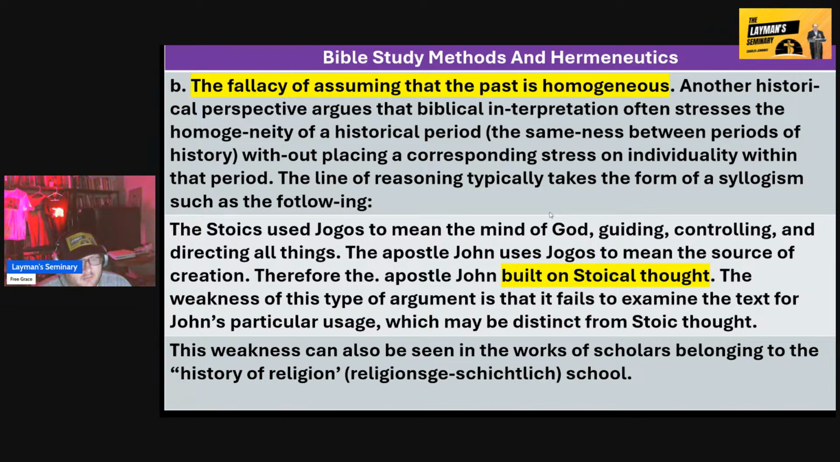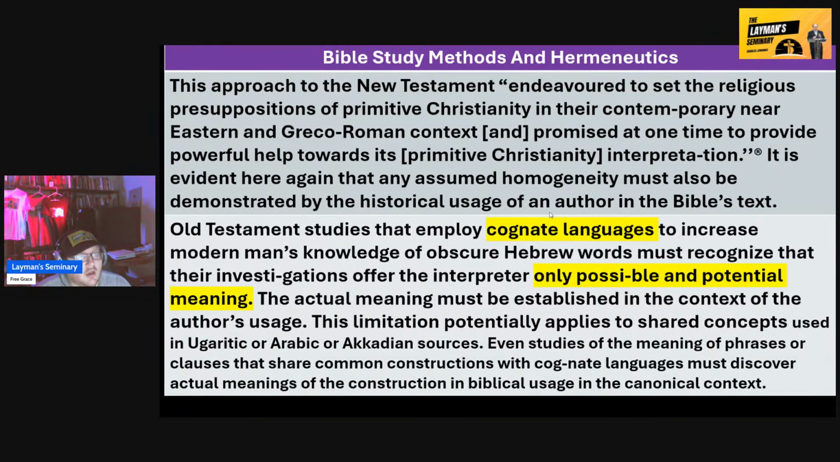The weakness of this type of argument is that it fails to examine the text for John's particular usage, which may be distinct from Stoic thought. This weakness can also be seen in the works of scholars belonging to the history of religion school. This approach to the New Testament endeavored to set the religious presuppositions of primitive Christianity in their contemporary Near Eastern and Greco-Roman context, and promised at one time to provide powerful helps toward its interpretation. It is evident here again that any assumed homogeneity must also be demonstrated by the historical usage of the author in the Bible's text.